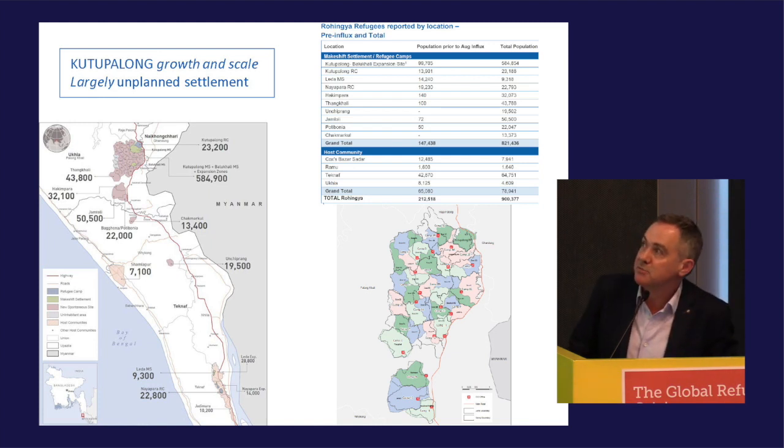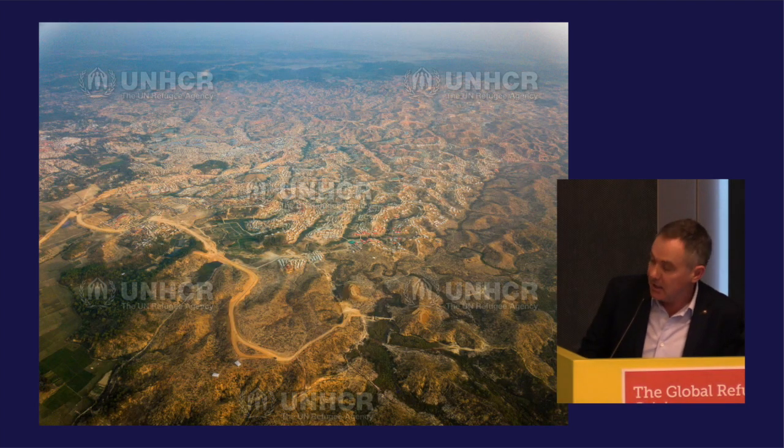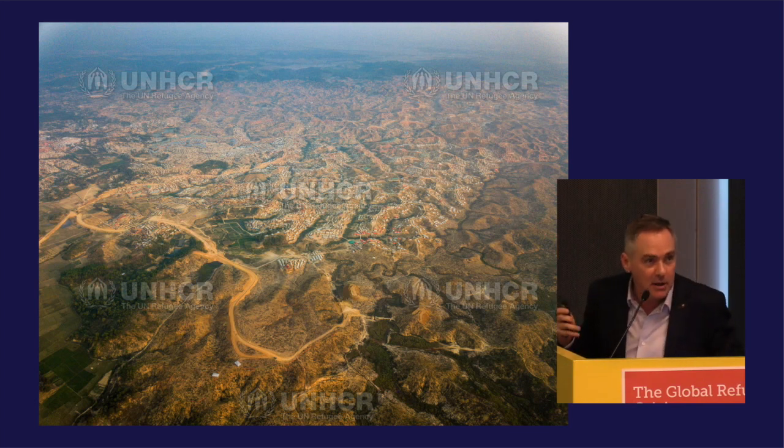Now, of course, responding in any context is very, very tough. It's even harder when everyone is congested into one location and the arrival is very rapid. So the chaos that comes with that is really quite hard for all agencies, not just UNHCR, to deal with. This is an aerial photograph, and before that, it was pretty much jungle.